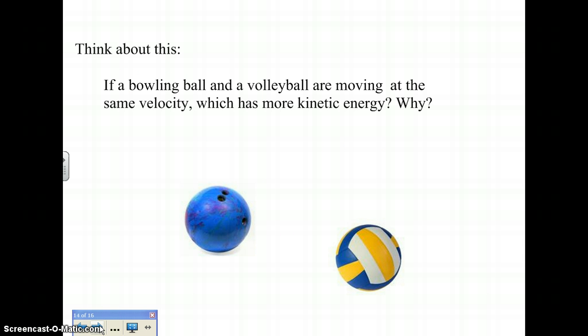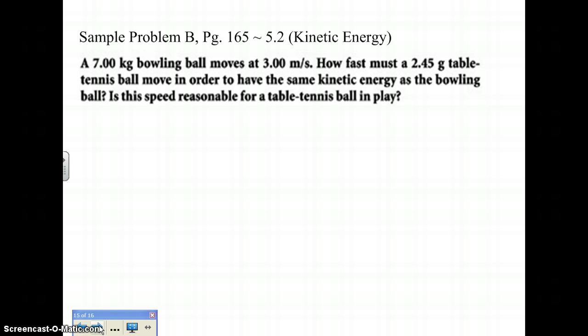So let's look at this example here. Bowling ball and a volleyball. They're being moved at the same velocity. So in KE equals 1/2 mv squared, your velocity is what is constant. So what is the relationship between mass and kinetic energy? Well, it's a direct relationship. So therefore, as the mass increases, more kinetic energy occurs in the system. So the bowling ball would have a greater kinetic energy because it is more massive. Okay, bowling ball because it is more massive.